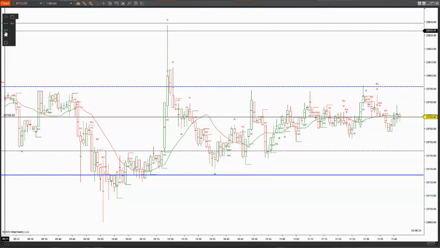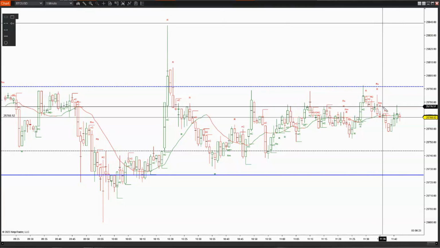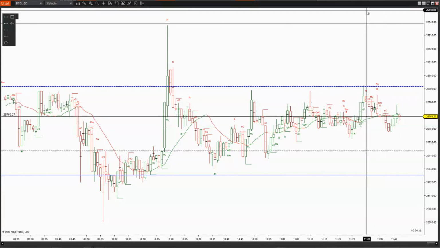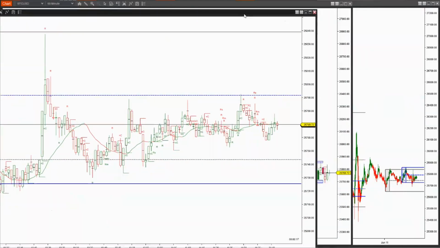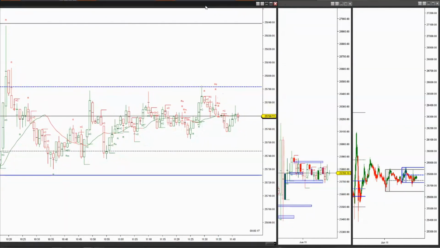So without any further delay, let's take a look at what's happening here. We're going to look at the hourly and the range in conjunction with this information as well, so we can kind of get an idea of why the market is being essentially compressed right now. So let's do that really quickly.